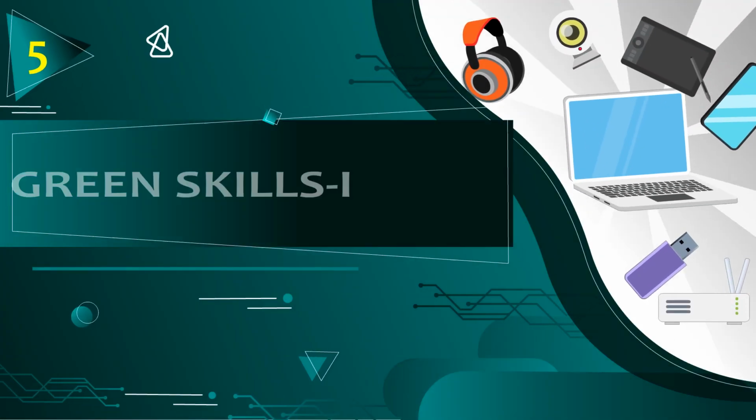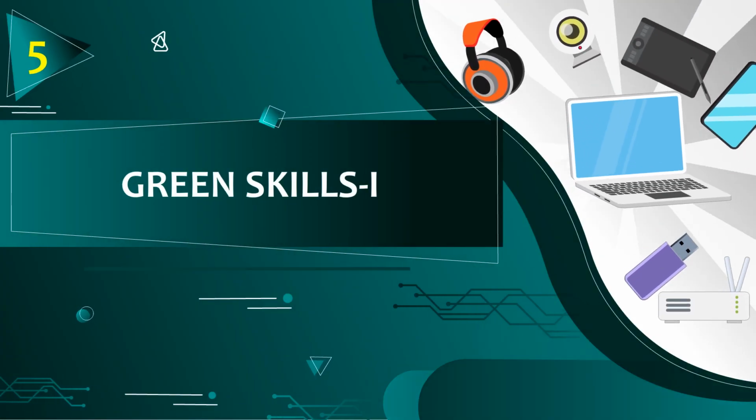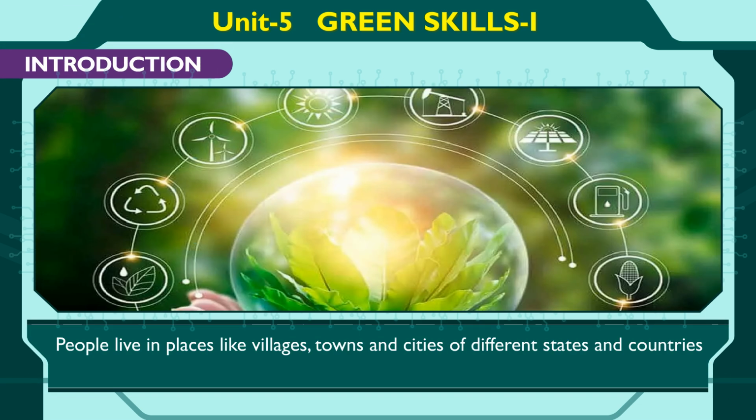Unit 5, Green Skills 1. Introduction. People live in places like villages, towns, and cities of different states and countries, thus forming a society.